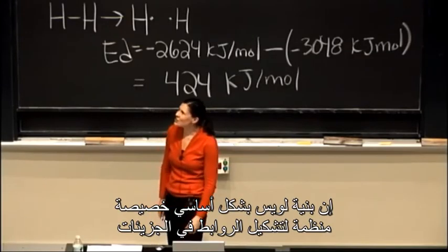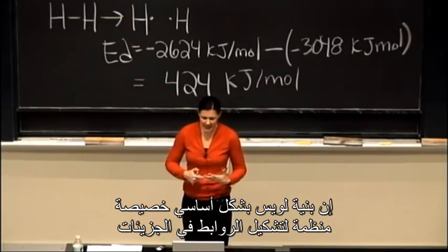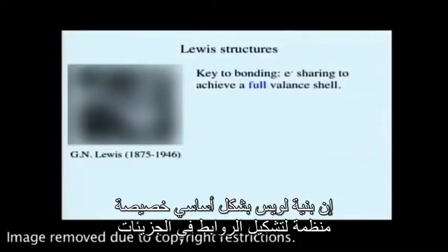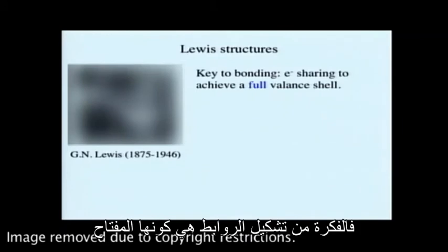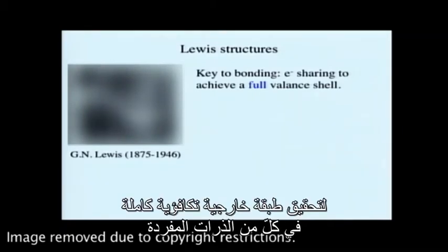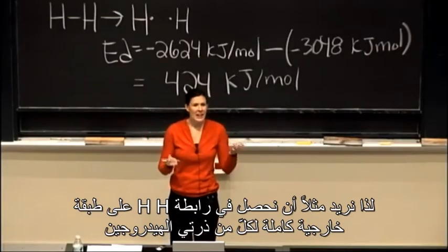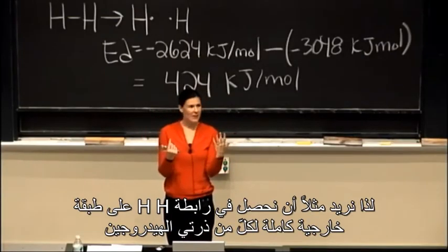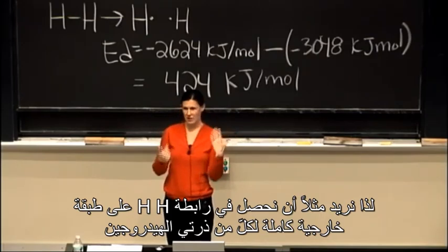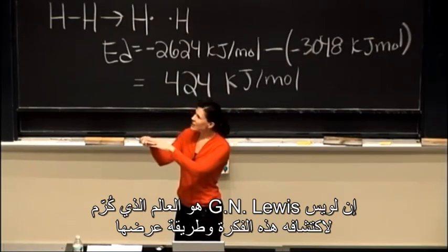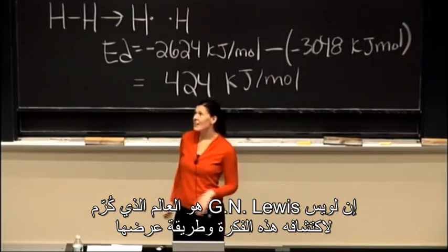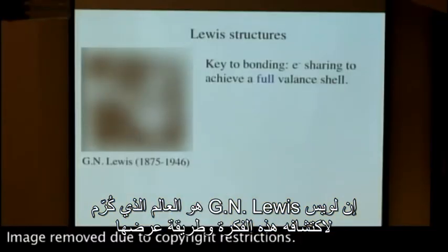So Lewis structures is basically an organizing property of bonding, of molecules, which is the idea that when we're thinking about bonding, the key is to achieve a full valence shell in each of the individual atoms. So we want to have in an H-H bond, for example, a full shell for each of the hydrogen atoms. And G.N. Lewis is the scientist that is credited and who did, in fact, come up with this idea for the way to represent this.